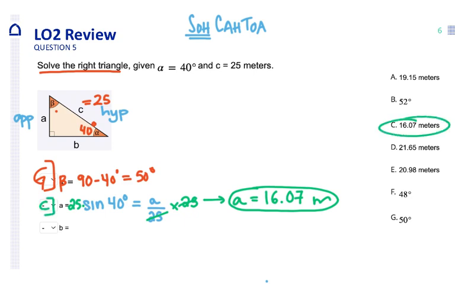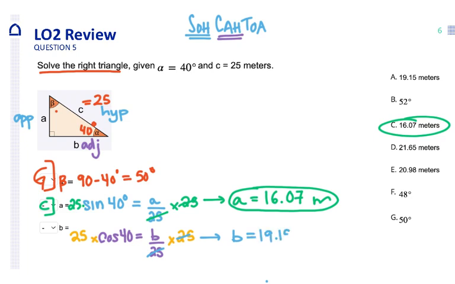And then lastly, we need to find the missing side. You have two choices. You can use the Pythagorean theorem, or we can just use another trig ratio. Let's do that. Let's use the adjacent over hypotenuse. So we can say cosine of 40 is the adjacent B over the hypotenuse C, which is 25. And then we are just going to multiply both sides by 25. And so we should be able to get the value of B using our calculator. It's 25 times the cosine of 40. And we get a value 19.15 meters, which is choice A.